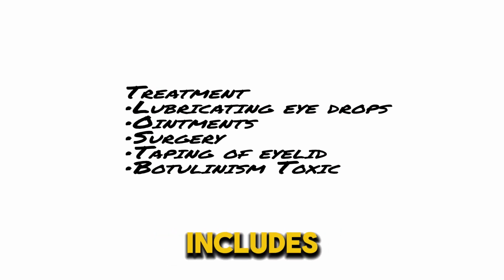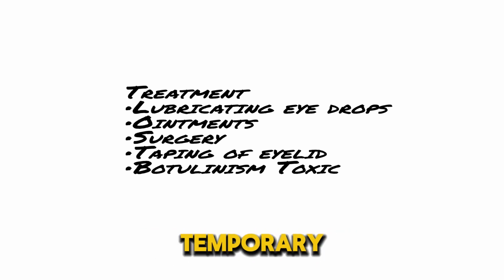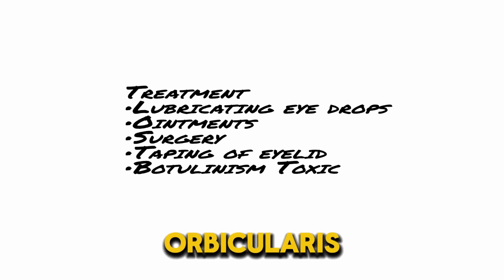Conservative treatment includes lubricating eye drops and ointments to protect the cornea. Temporary measures include taping the eyelid and botulinum toxin injection to weaken the orbicularis muscle. Definitive treatment is surgical.